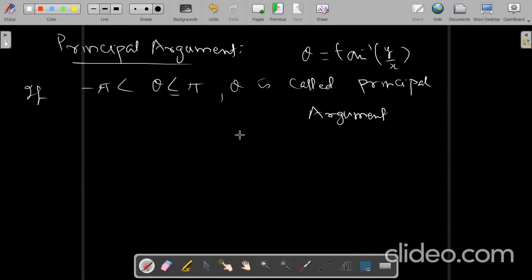The next class I scheduled at 12:10, but because of some problem, there is a meeting in the school, so I'm teaching from the school, so that will be taken later on.